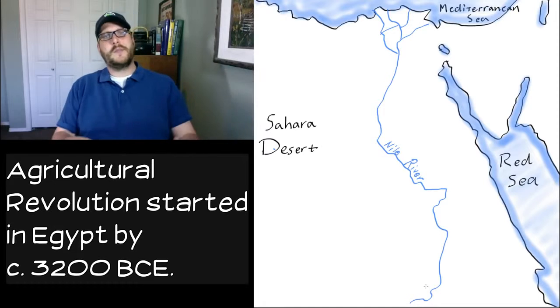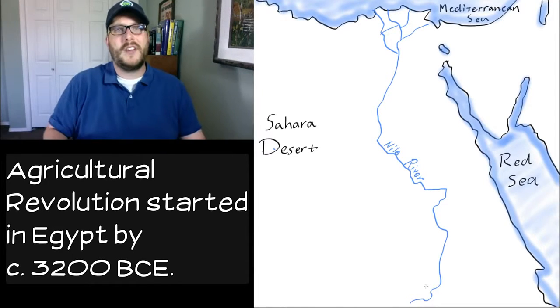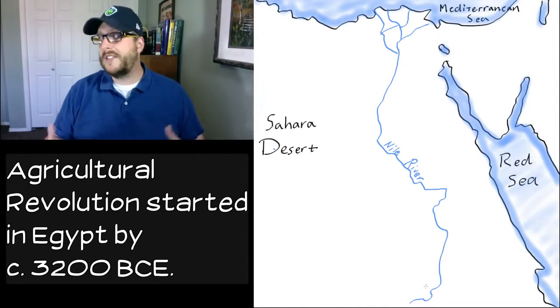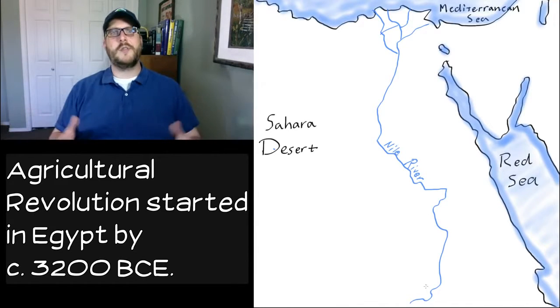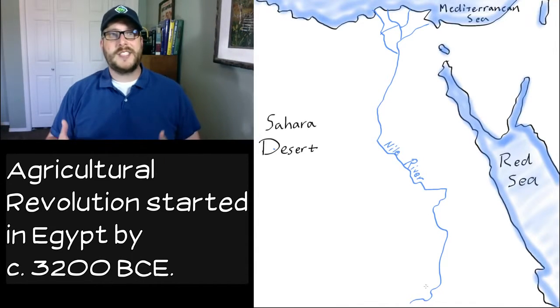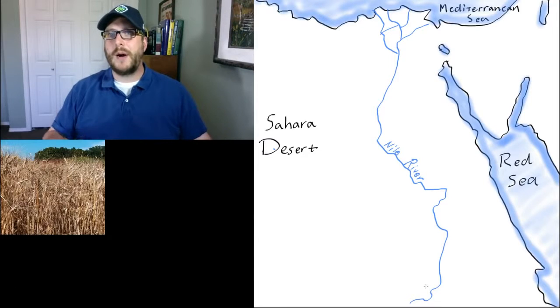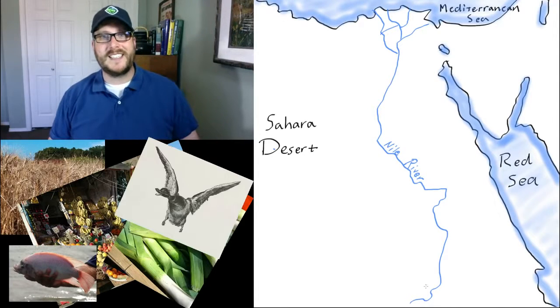By around 3200 BC, the agricultural revolution was well underway in Egypt. Ancient Egyptians used irrigation to water their fields and used the wildlife as a food source. Egyptians ate a variety of foods, including wheat, barley, fruits, vegetables, fish, ducks, and geese.